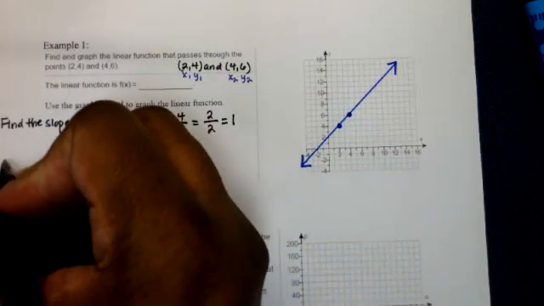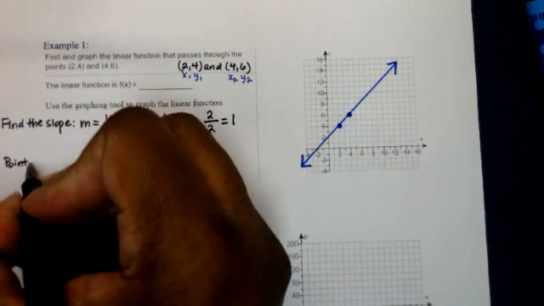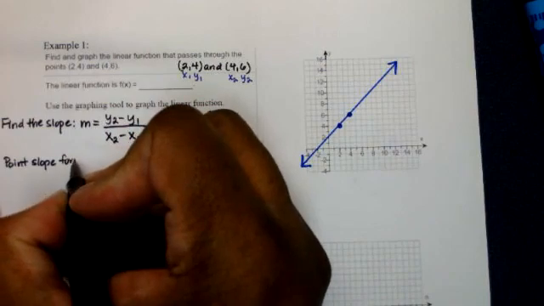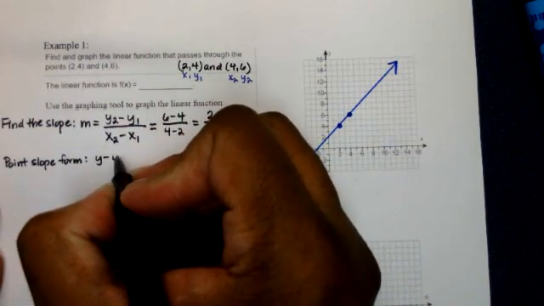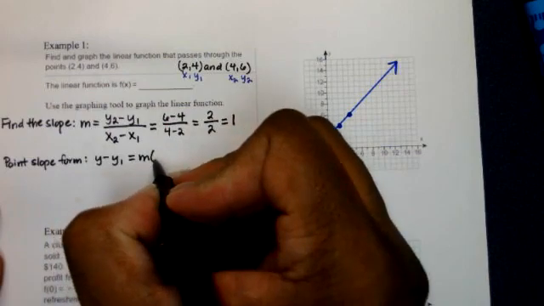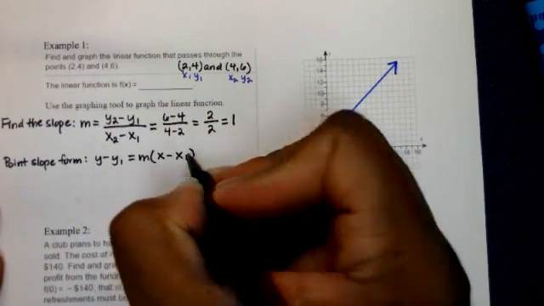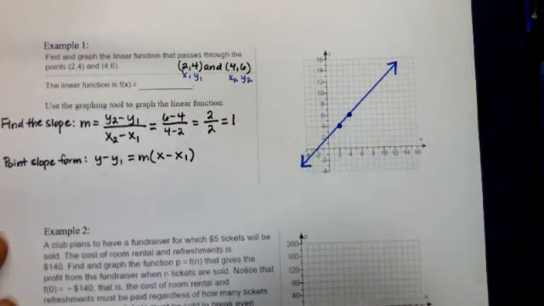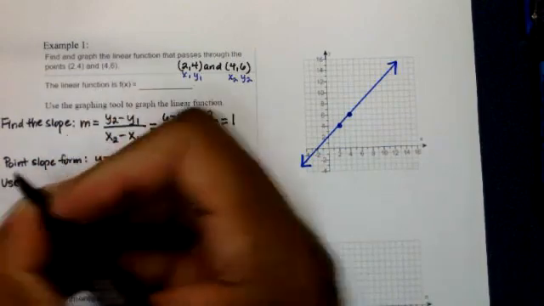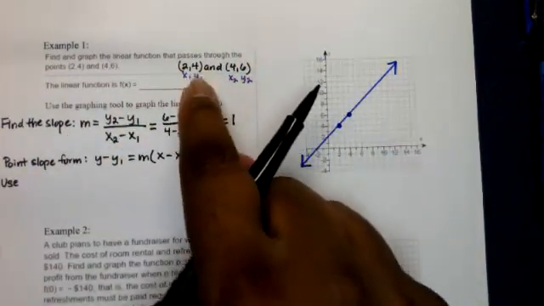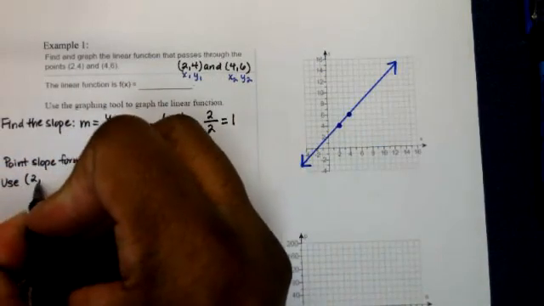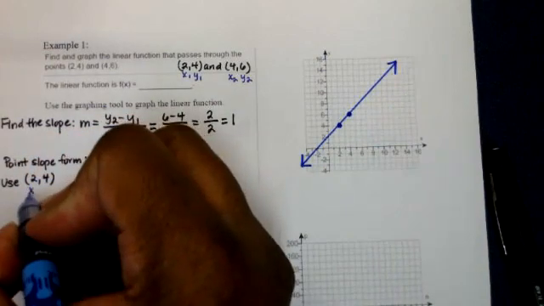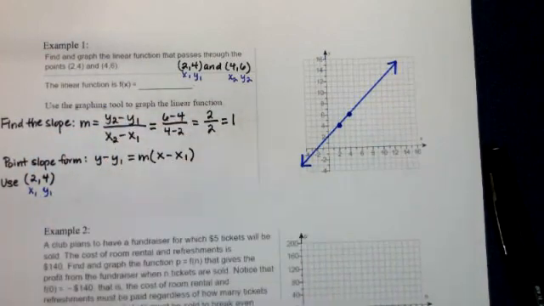And now we use what they call point slope form to find the equation of that line going through those 2 points. And that's y minus y1 equaling m times x minus x1. And in this case, I can use either one of these 2 points here. I'm going to use this first point, 2, 4. And if I use the point 2, 4, then that means that x1 will have to be 2, y1 will have to be 4.